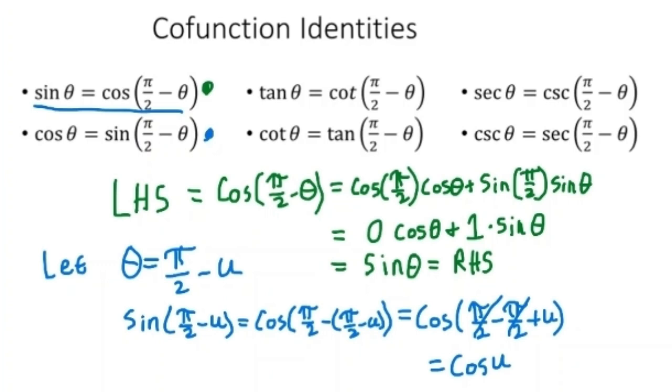To establish the tangent and cotangent cofunction identities, we can use the cofunction identities we just established in combination with the quotient identities. And for the secant and cosecant cofunction identities, they can be established using the first two cofunction identities we already established, along with the reciprocal identities. I'll leave that as an exercise for you to try to establish the other four cofunction identities.